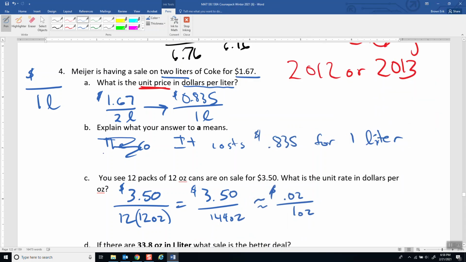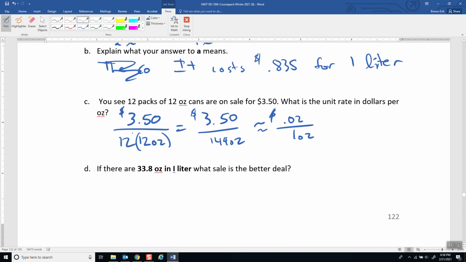Obviously, we're going to ask you which is the better deal. Which should you buy? Boy, those 2's look a lot like my Z's, don't they? Let's put a line through the Z so we can see a difference. So if there are 33.8 ounces in one liter, what sale is the better deal?